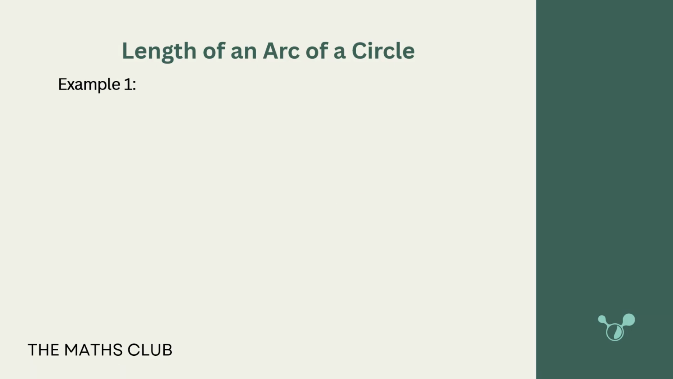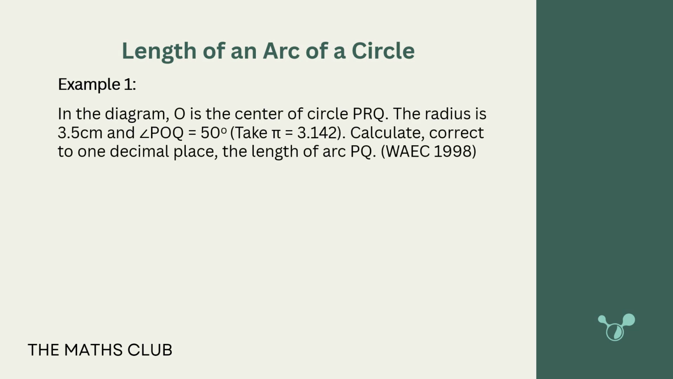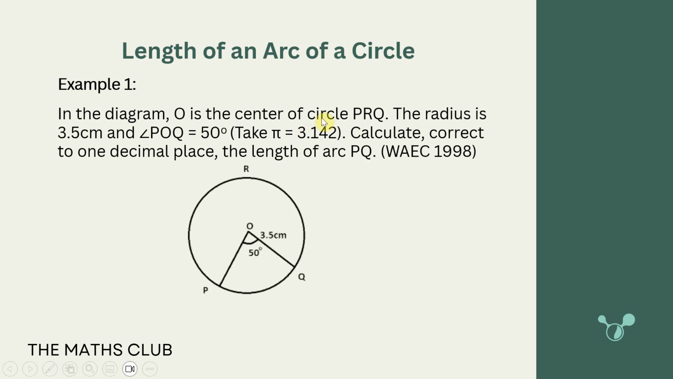Let's see some examples. Example 1 states that in the diagram, O is the center of PRQ, the radius is 3.5 centimeters, and the angle of POQ is 50 degrees. Take pi to be 3.142 and then calculate, correct to one decimal place, the length of arc PQ. Let's see the image. So we're told that the radius r is 3.5, POQ is 50 degrees, this inside one. So we should find the length of arc PQ, which is the minor arc. This is taken from WAEC 1998.